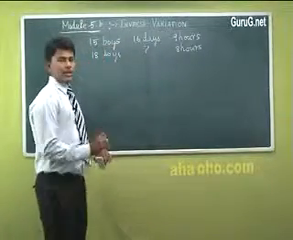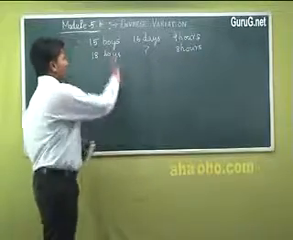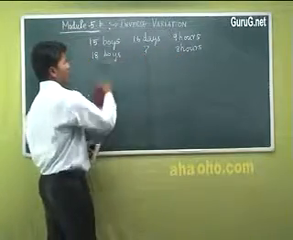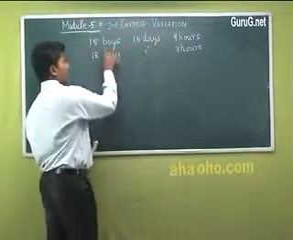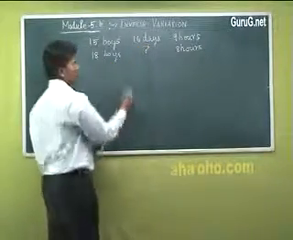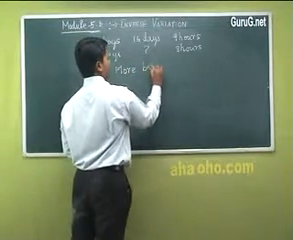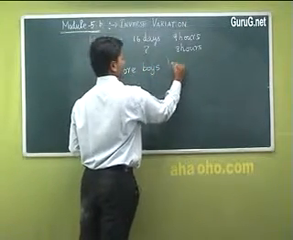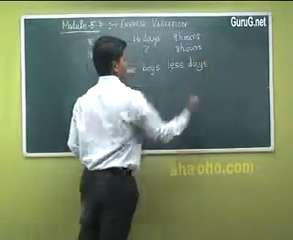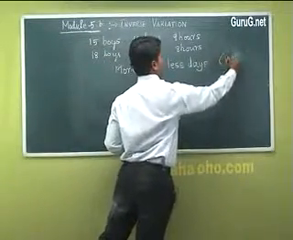Now, as we said, first find out the type of variation involved. Compare the known quantities with the unknown quantity. Boys and days. As the number of boys increases, the number of days will decrease. So more boys, less days. This is in inverse variation.